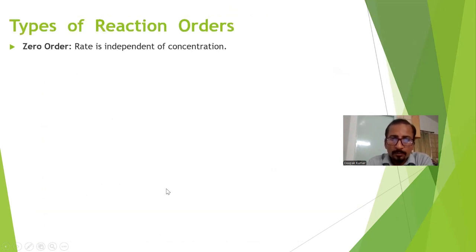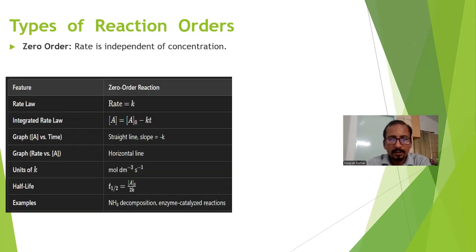Next, the types of reaction orders: there are many types, but here we'll be dealing with zero, first, and second order kinetics. So, the zero order reaction: the rate is independent of the concentration of the reactant. The expression or rate law for this is written as rate is equal to k. Here the molar concentration term of the reactant is not involved.